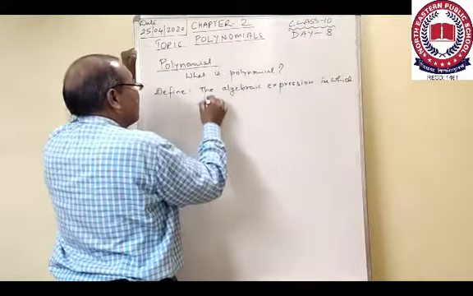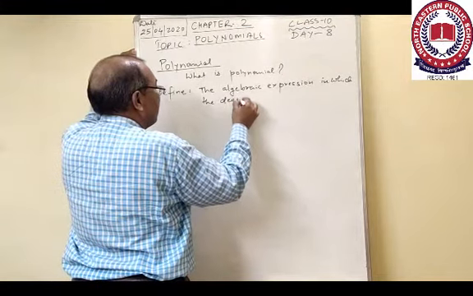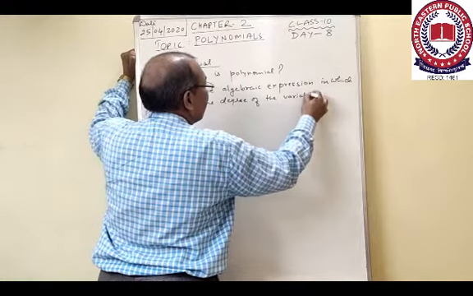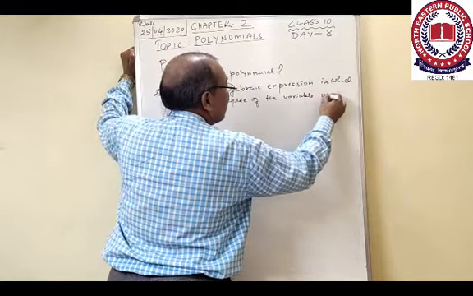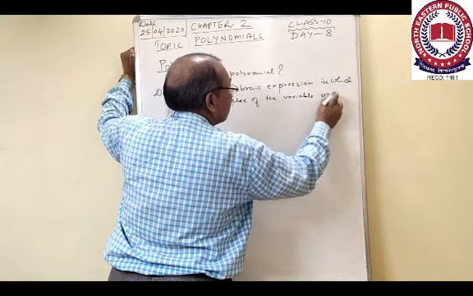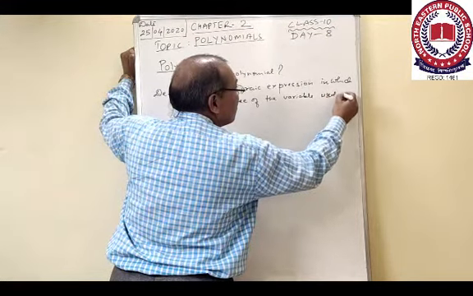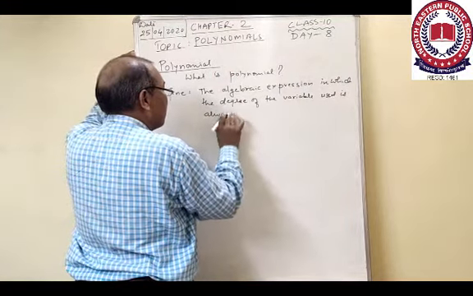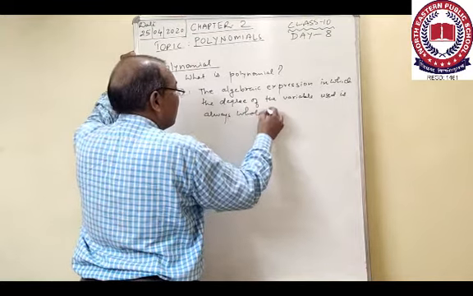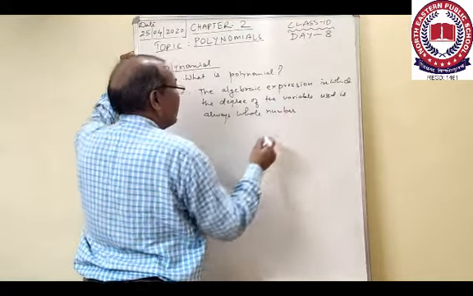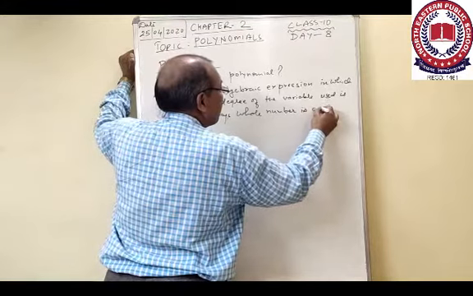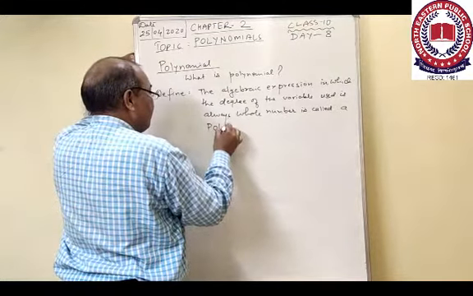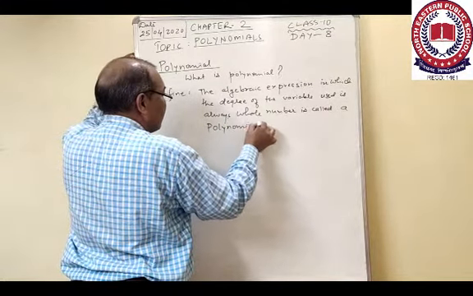in which the degree of the variable is always a whole number is called a polynomial.